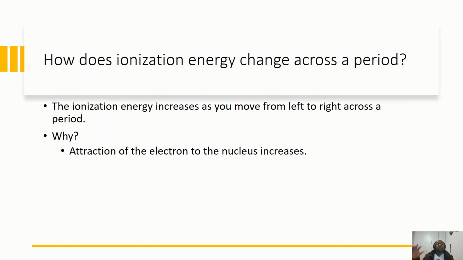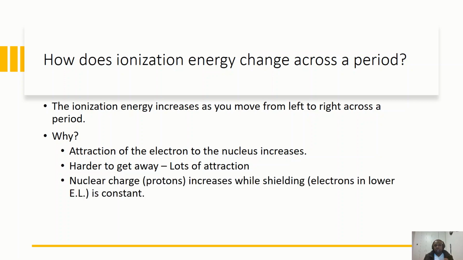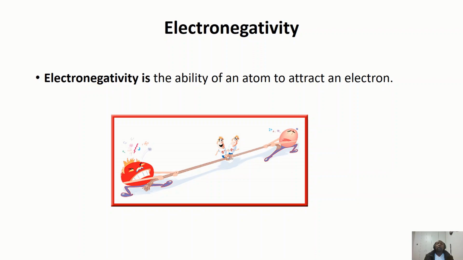If you have a stronger attraction, then you're going to need a lot of energy before you can remove those electrons, because there is a greater attraction between the positively charged protons and the electrons revolving around the nucleus when you move across the period from left to right. The nuclear charge increases while the shielding by electrons in the lower energy levels is constant. So let's move to electronegativity.